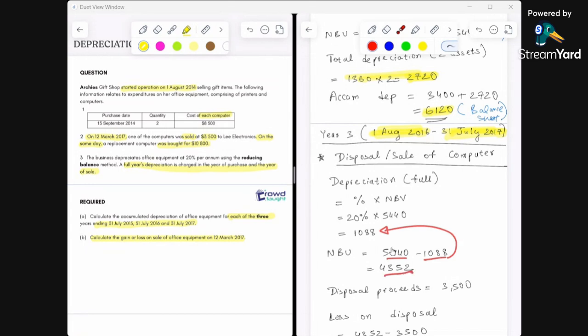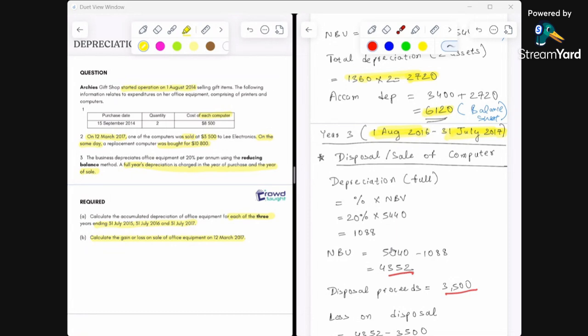net book value. Okay. Now, I also want to calculate the loss or gain on disposal right now. So the disposal proceeds, which refers to the amount we have received by selling the computer, is 3,500, which the question clearly mentions in the second line of information underneath the table. And the net book value at that point in time when we sold this computer was 4,352.